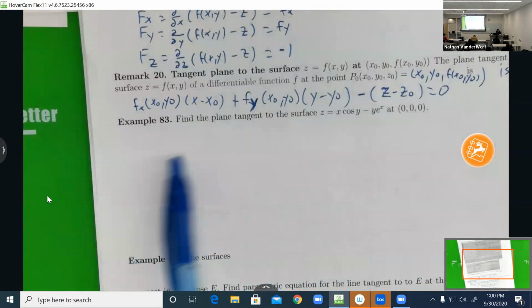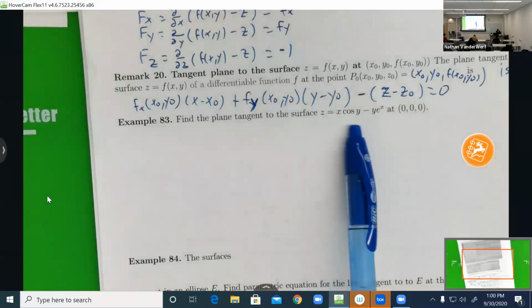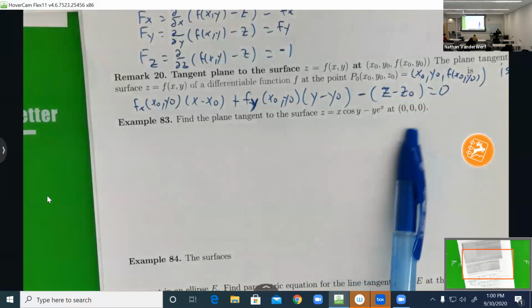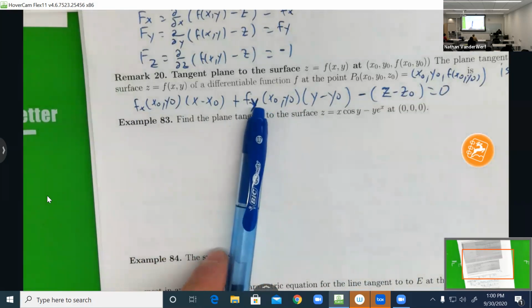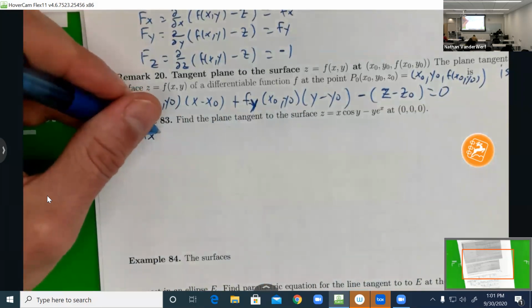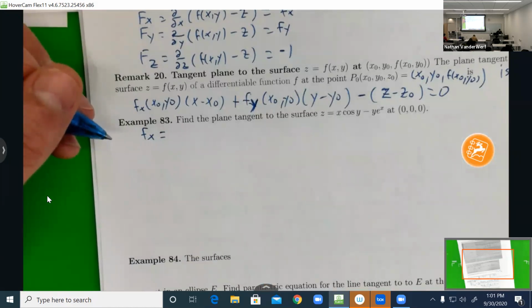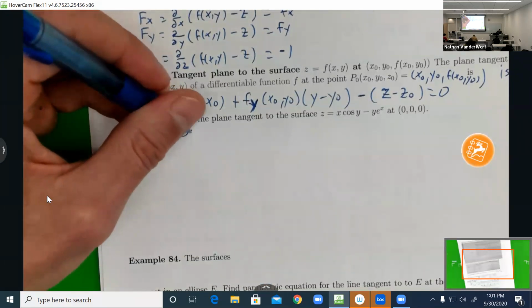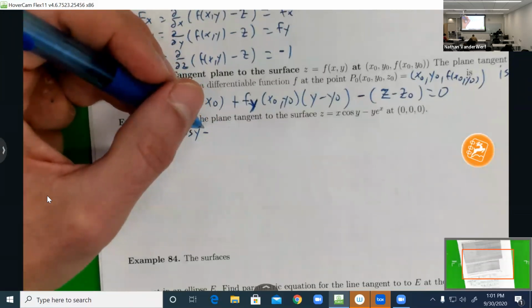All right, so example of this. Find the plane tangent to the surface z equals x cosine y minus y e to the x at 0, 0, 0. All right, so what I'll do, we just need to calculate fx at 0, 0 and fy at 0, 0 here, right? So we'll just do that real quick. So fx here is going to be cosine y minus y e to the x, right?